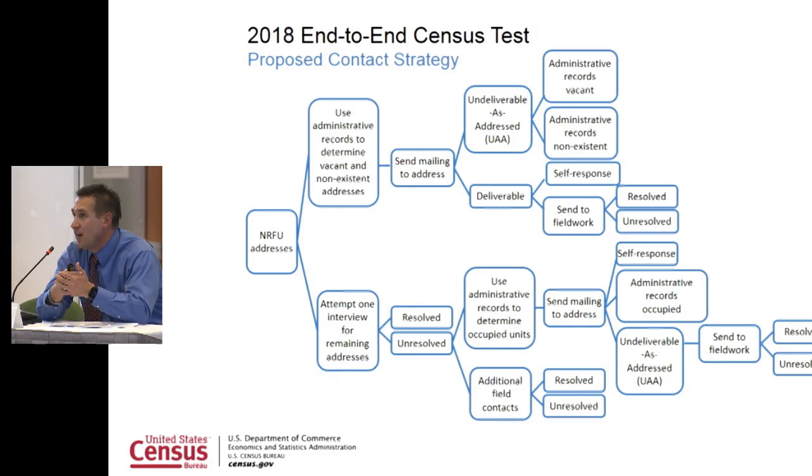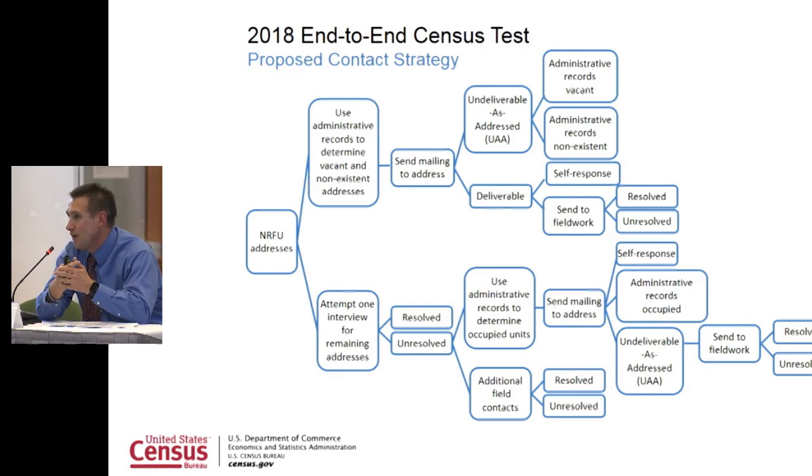For our administrative records occupied, we did make a change here. It was along a similar line. For our administrative records occupied, we wanted to put in a similar thing: when doing this mailing in May, what happens if we mail out and it comes back as being UAA?